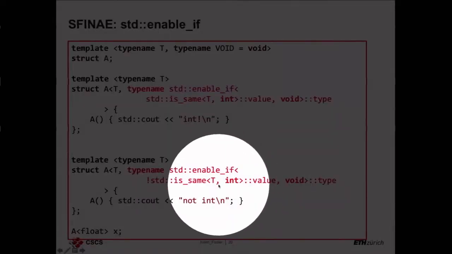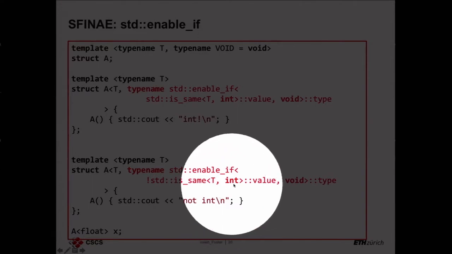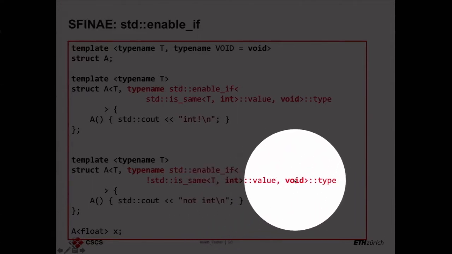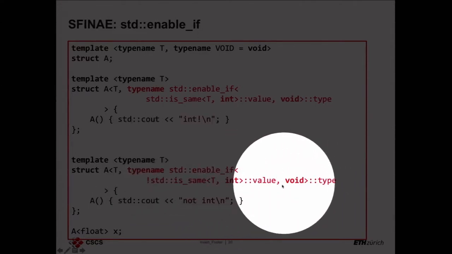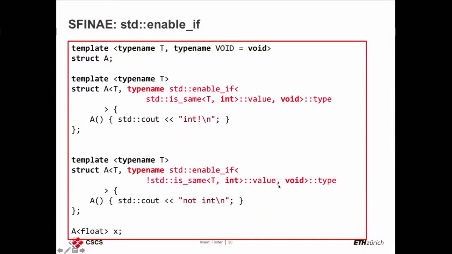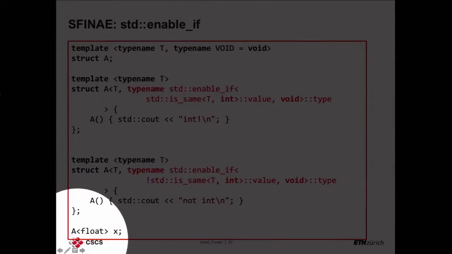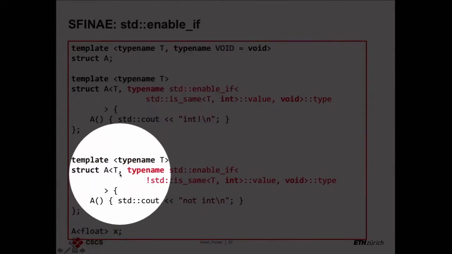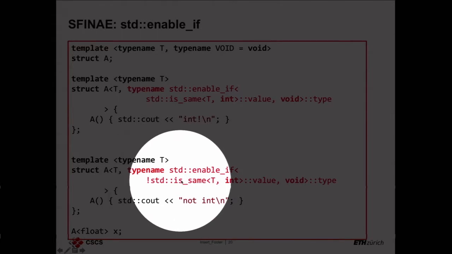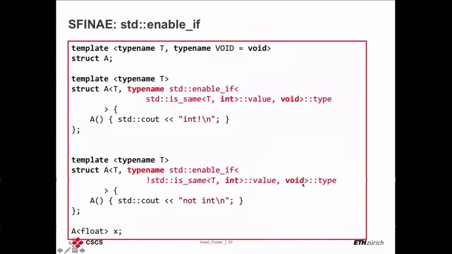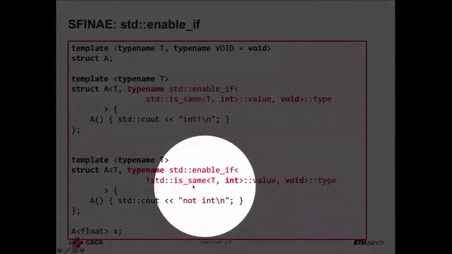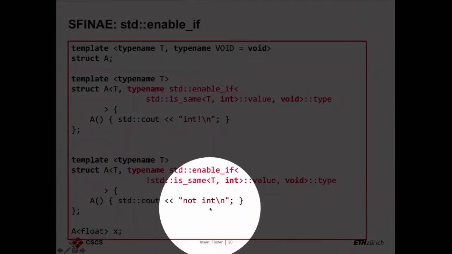And then if not, is same T integer. In this case, T is a float. So this is true. It will instantiate type void as the second argument of my specialization, which is the same type that I wanted to instantiate here. So a float void. This is a float T, and this will become void. And this will instantiate this not int.